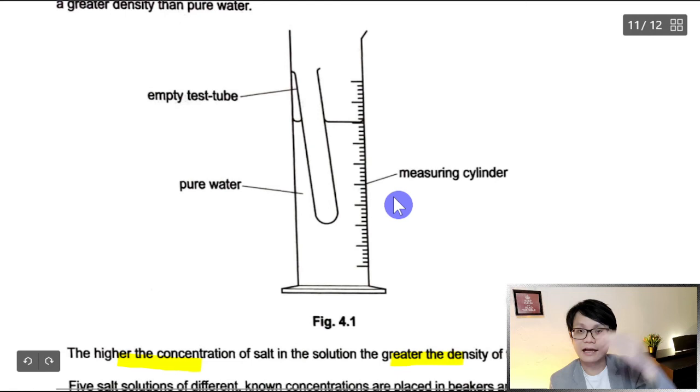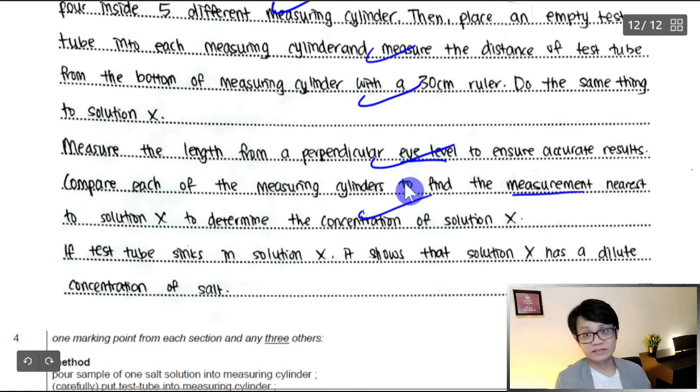Again, this question is not easy to mark. Seriously, not easy to mark, because this is the marking scheme, and what happens is usually the student's points will be jumping up and down. So it's not something that is very difficult to mark.